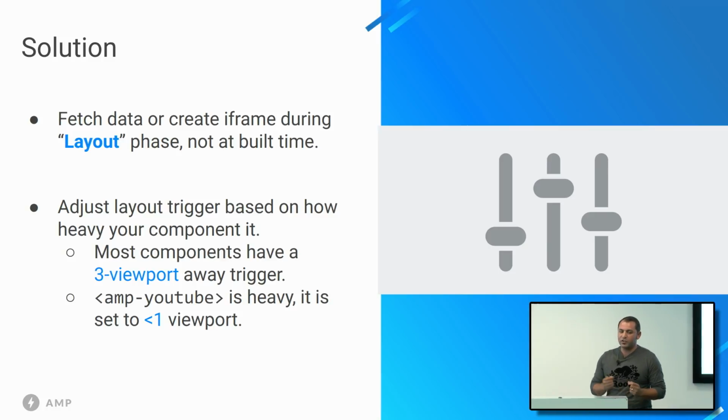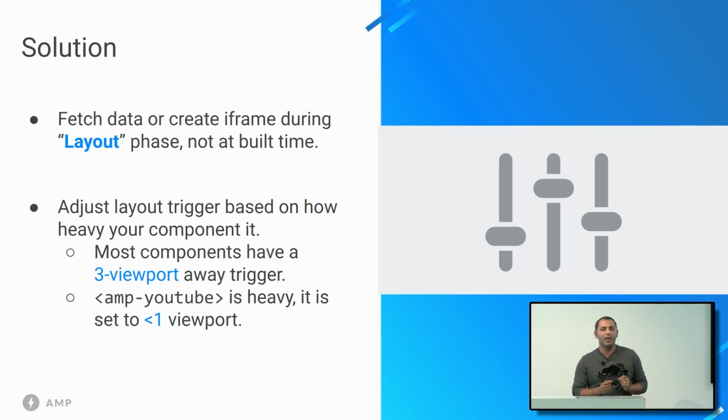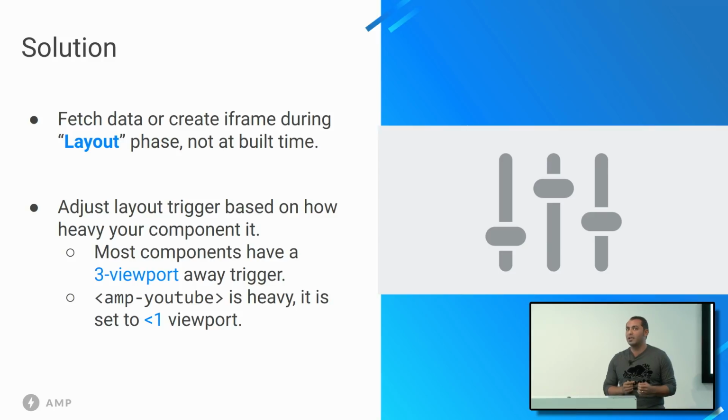Another thing you can do is adjust this resource loading mechanism. The runtime gives you some flexibility on deciding when a component should enter the layout phase. That's through a number that you can specify for your component. By default, most components get laid out when they are 3 viewports away from where the user is. But for some heavy components, that might be too much. You may want to change that to a lower number so we don't start doing expensive work too early. For AMP YouTube, for instance, we are setting that number to less than 1 because AMP YouTube is fairly heavy because of the YouTube scripts.